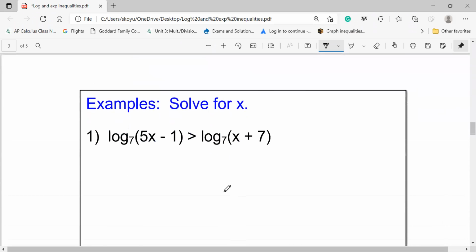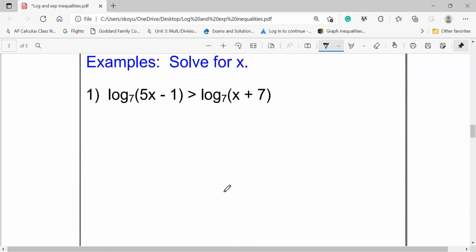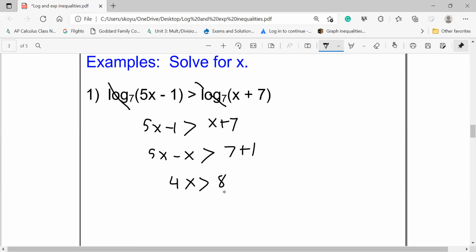Okay, so let me show you guys on this example. You have a single logarithm on both sides. So how we were working with the equality, if you have a single logarithm, you can just go ahead and cancel them out, right? So I can just go ahead and cancel both logs. Then I'll just end up with the inputs there. And then I'll solve this. So this is 5x minus x bigger than 7 plus 1, which is 4x bigger than 8. And divide both sides by 4, x bigger than 2.